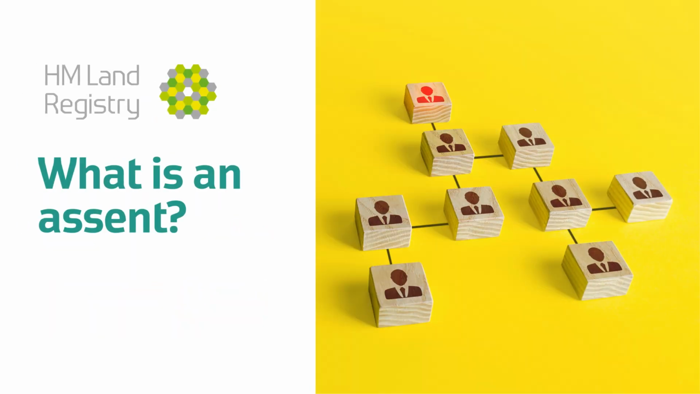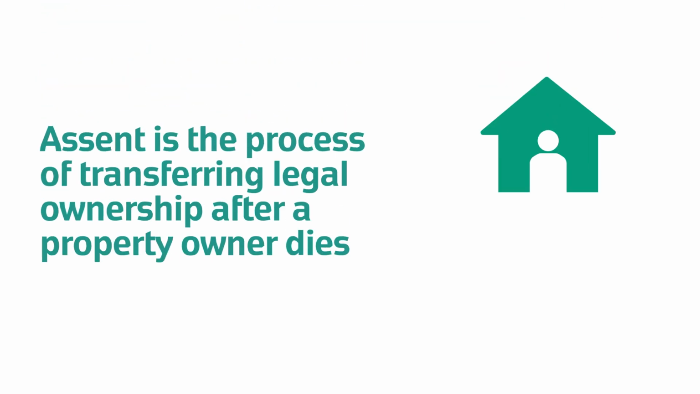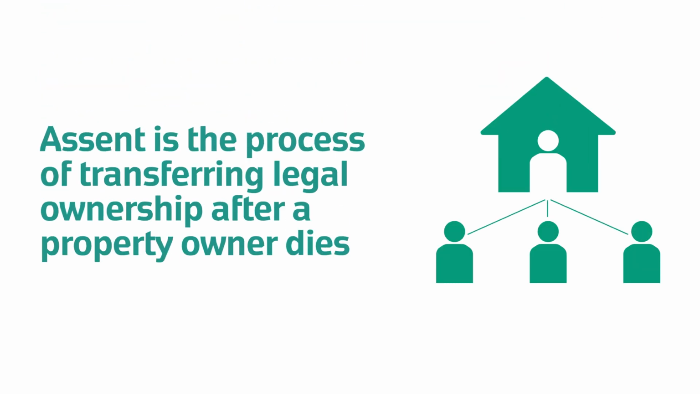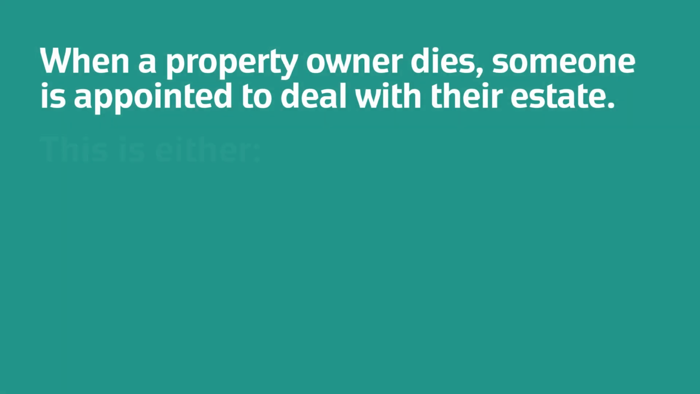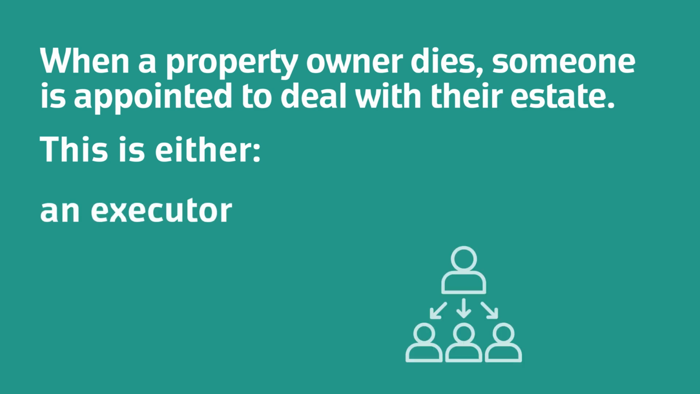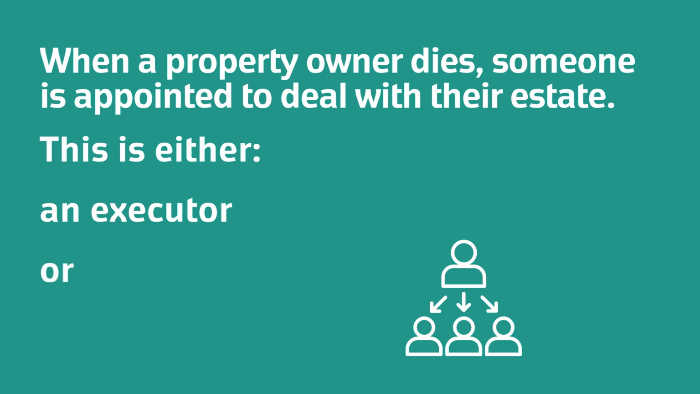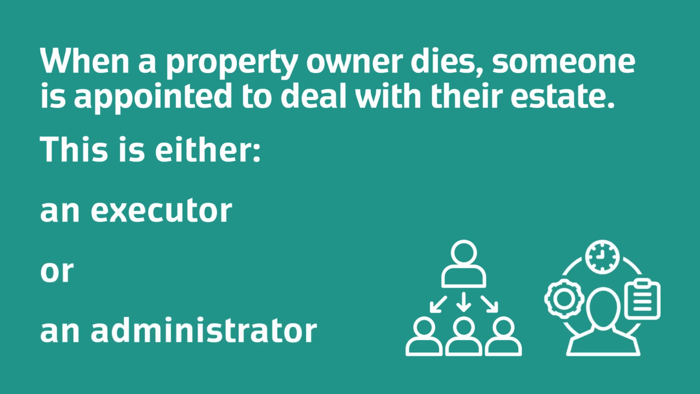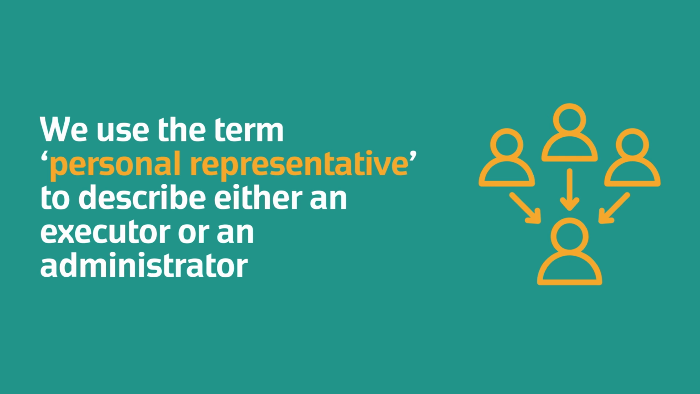Assent is the process of transferring legal ownership of property from someone who has died into the name of a new owner, the beneficiary, or in this case, the transferee. When a property owner dies, people are appointed to deal with the estate. They are called executors if there is a valid will, or administrators if not. We use the collective term personal representative to describe either an executor or administrator, and the term transferee to describe the beneficiary named in the will.